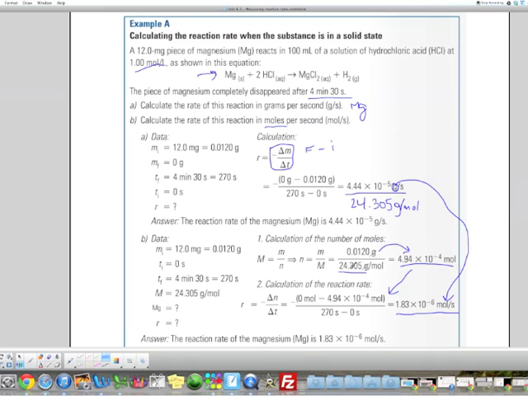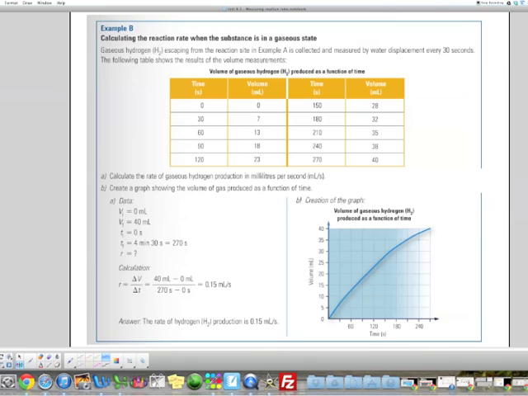Okay, example number 2. In this case, we're going to be dealing with a gas. Hydrogen is escaping from a reaction site in example A. So it's the same reaction, but now we're dealing with the hydrogen part. It's collected and measured by water displacement every 30 seconds. You have your time here and your volume of gas. It starts with no gas because we're looking at a product, so we start at 0 milliliters, and after 270 seconds we have 40 ml of gas.